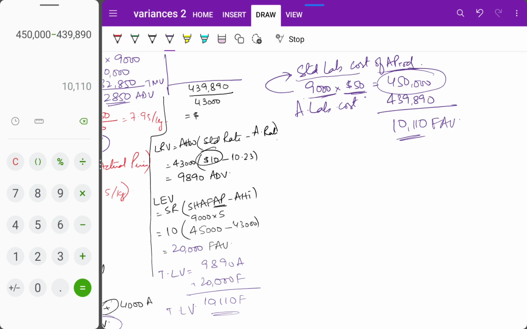So that's it for material and labor. Now we are quite prepared for calculating the advanced variances for MA part MA2.